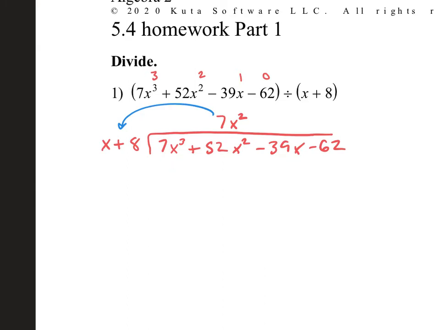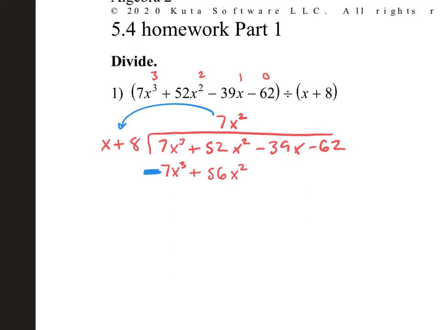So what is 7x squared times x? 7x cubed. We'll always get the same thing. That's our goal. And then what's 7x squared times 8? 56x squared. Perfect. What do we have to do next?